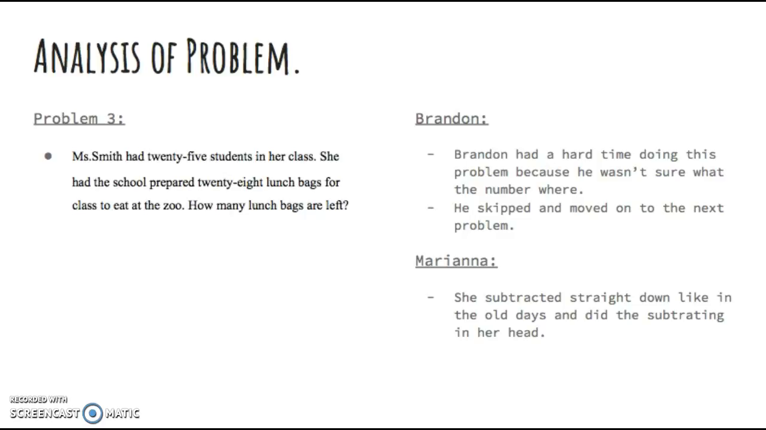On the other hand, my sister knew what 28 meant and 25 meant, so she wrote it down and subtracted, did the subtraction mentally in her head, and she got 3.